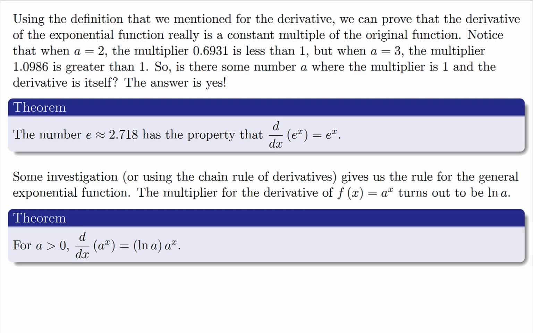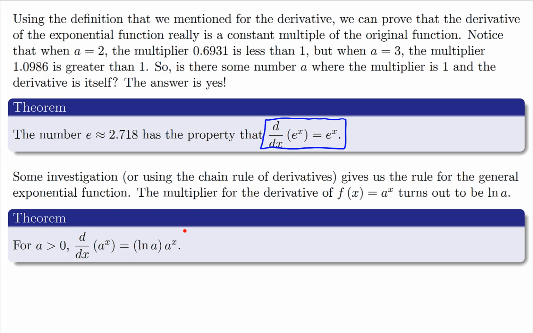That number actually turns out to be e. So it turns out that this e, which is approximately 2.718, has this property. And again, this is something that's proven by the definition from the previous section: the derivative of e to the x turns out to be e to the x.